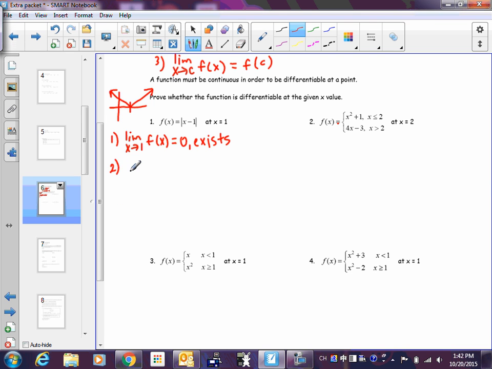What was the second thing we had to show? f of 1 has to exist. And what is f of 1? Is there an actual point there? There is, and that's also 0. And again, you don't have to write this word exists. I'm writing it just to show what we've done. And then the third thing was you had to show that they were equal. So this is how you prove that this thing is continuous.